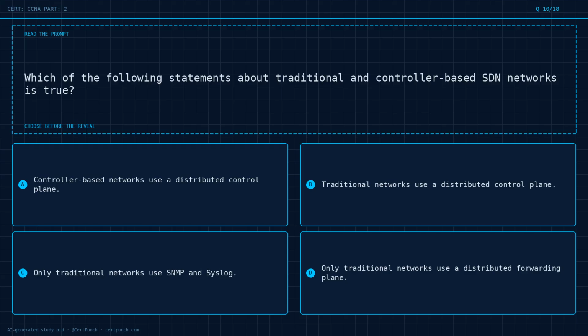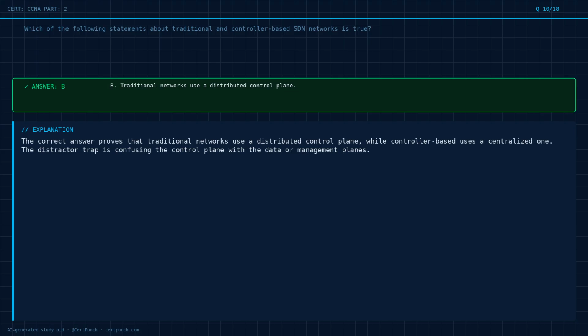Lock in your pick before the reveal. Trust the read. The answer is option B. Behind the answer, the correct answer proves that traditional networks use a distributed control plane, while controller-based uses a centralized one. The distractor trap is confusing the control plane with the data or management planes.